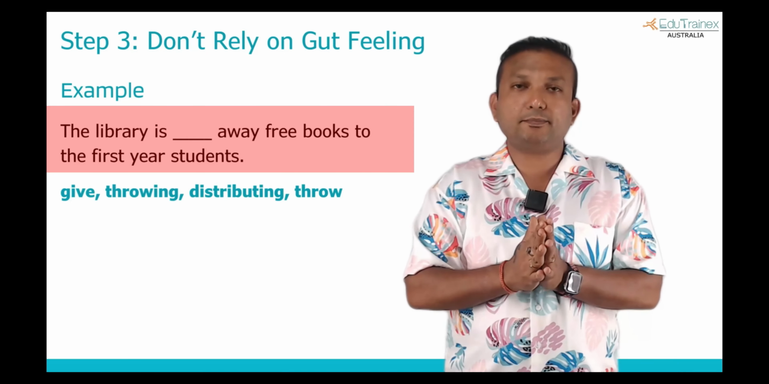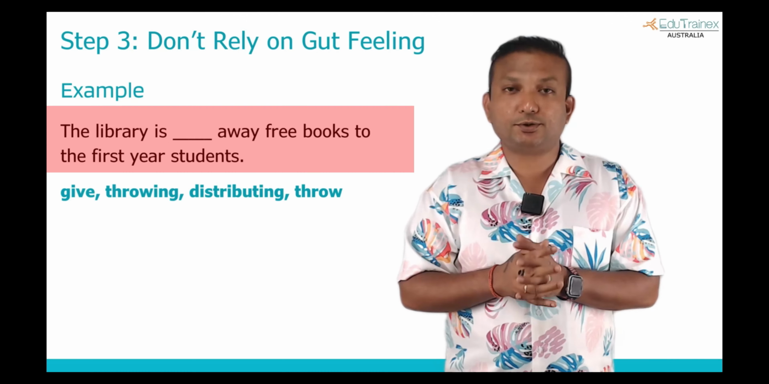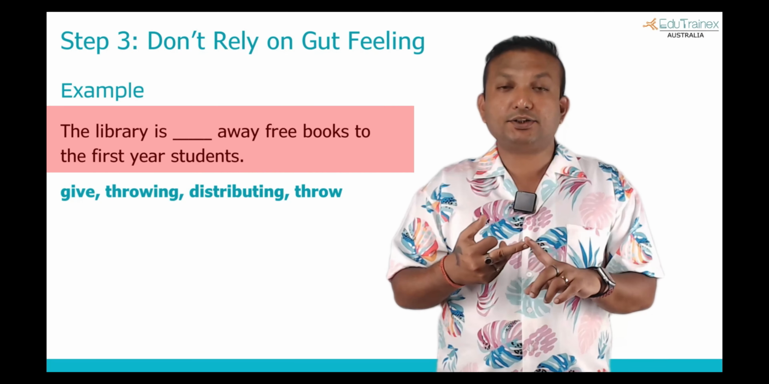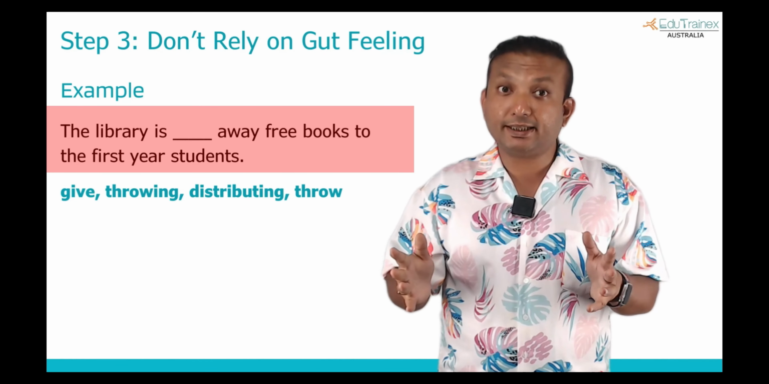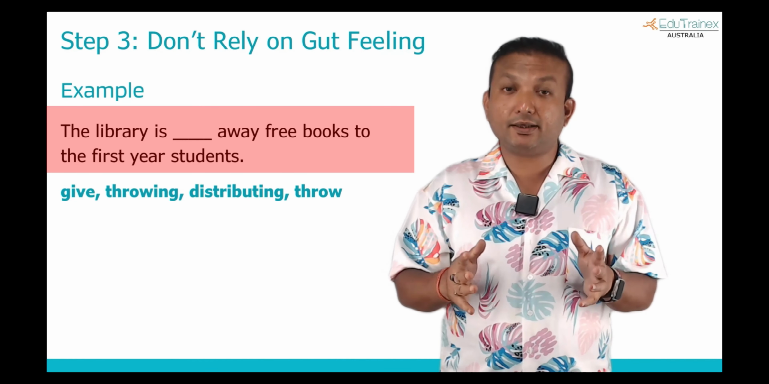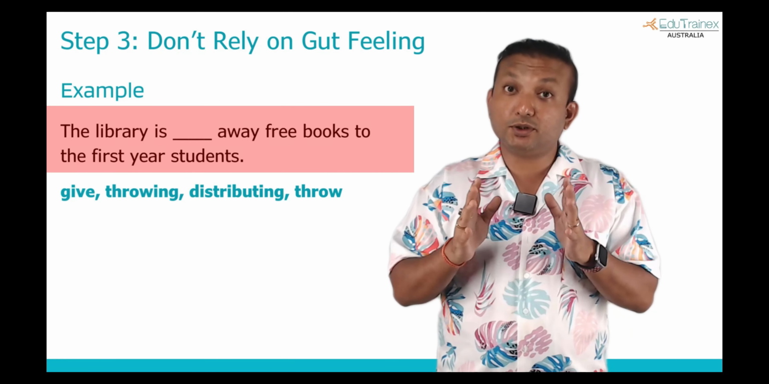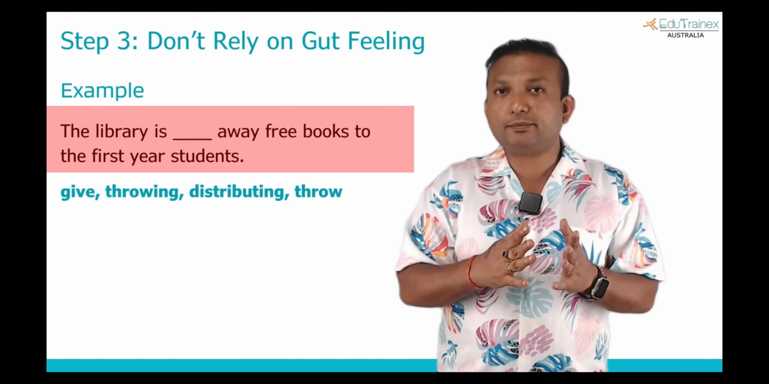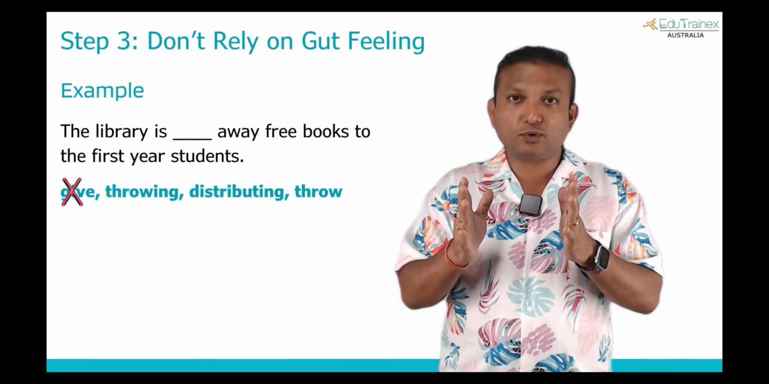Okay, this is a small example. The library is dash away free books to the first year students. Now the options are give, throwing, distributing, throw. In your mind, you think you always give away things, right? The library is give away. Is that the correct grammar here? Which is why I said not to trust your gut feeling unless you are very good in grammar, or at least improving in grammar. Library is give away, wrong. Give away sounds like the correct one, but it's not.